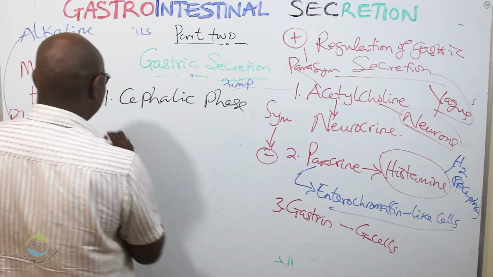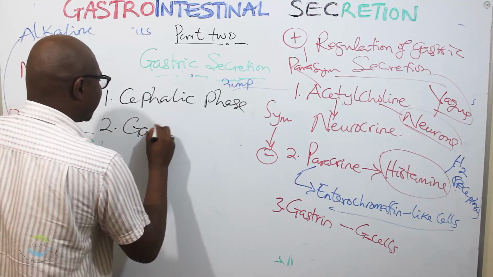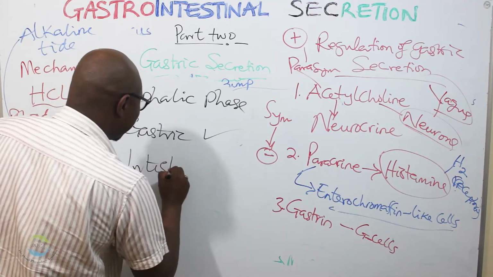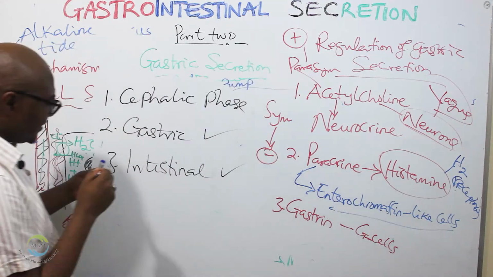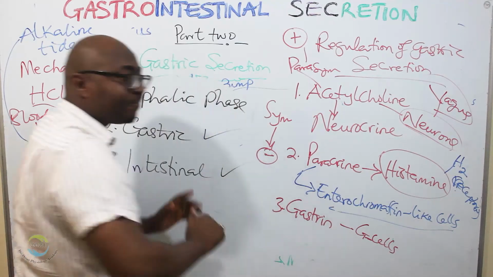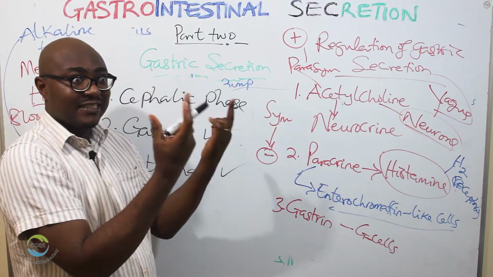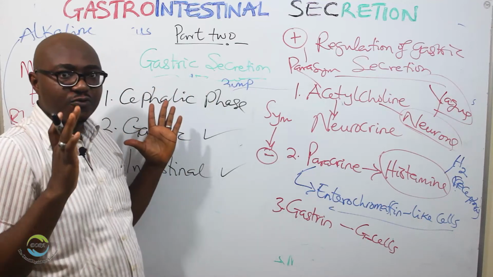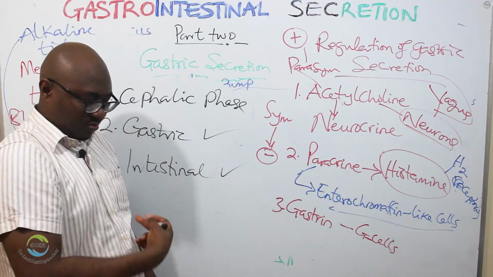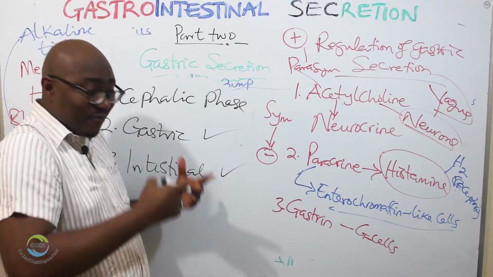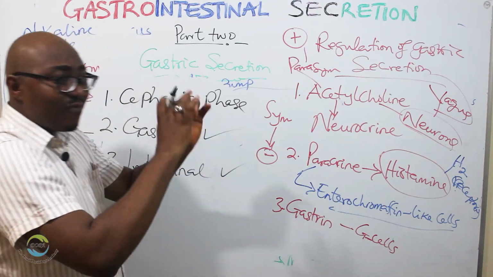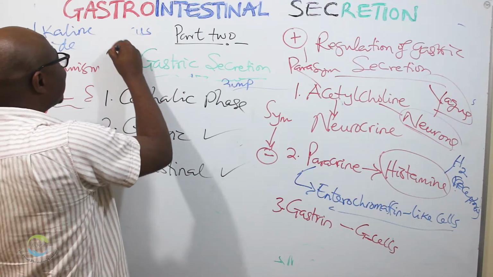Cephalic phase. What do we mean by all this? You have the gastric phase of stimulation. Then you have the intestinal phase. Okay? So the cephalic phase is trying to tell you that the sight of food, the smell of food, and even the taste of food start stimulating gastric secretion even before the food gets there. That's what it means. And this level of stimulation it contributes is 20%.